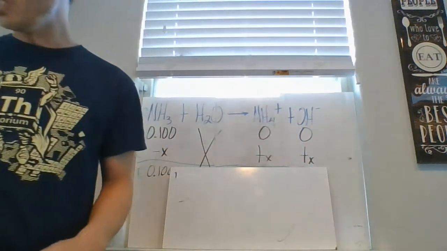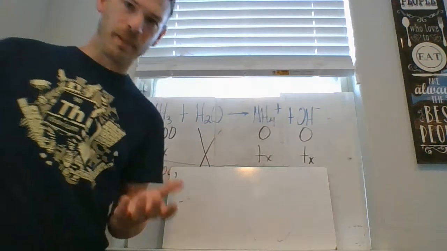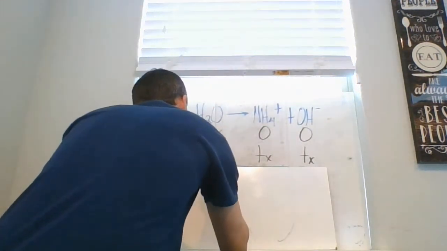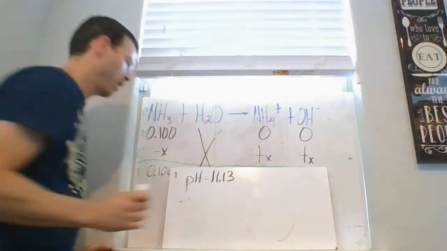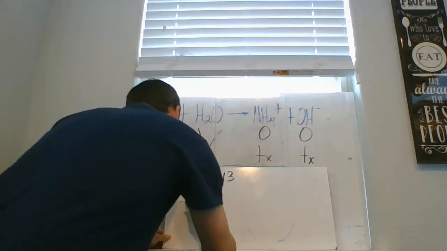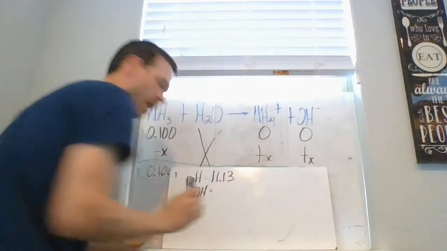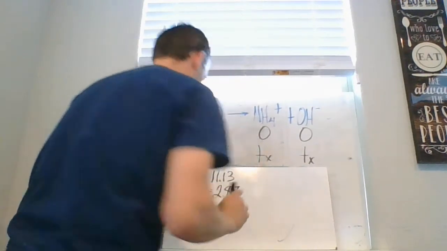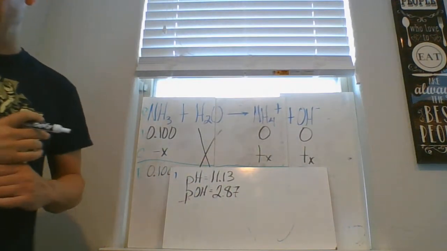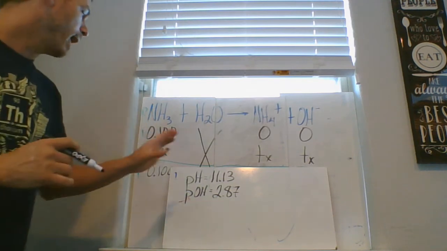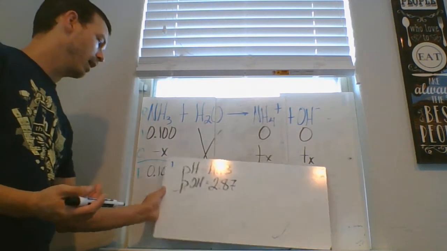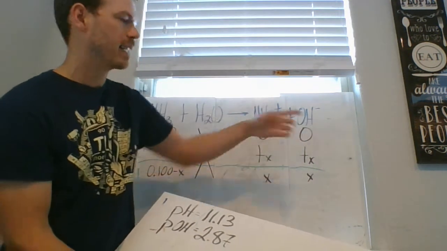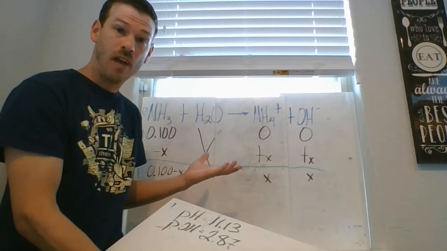Okay, so here's what I can do though. I'm given the pH of 11.13. So I know if the pH equals 11.13, then the pOH must equal 2.87, because pH plus pOH is always 14. What I really want to figure out here is this X, which is the OH minus concentration. If I can come up with that, I can plug and chug everywhere else.